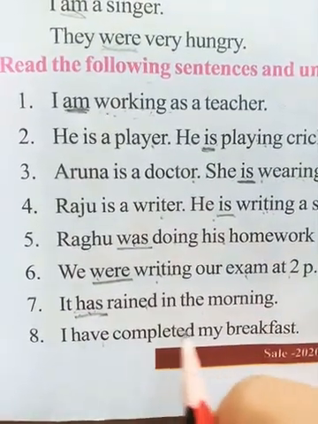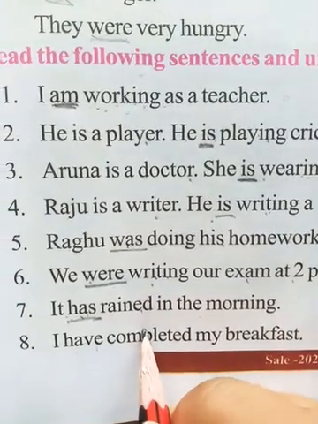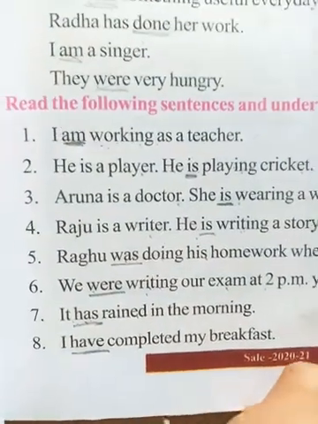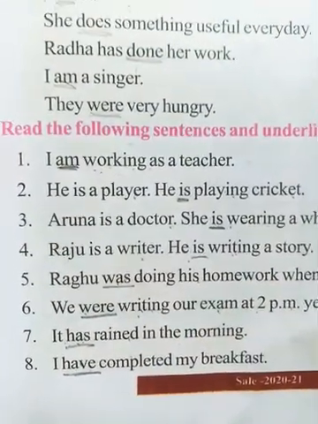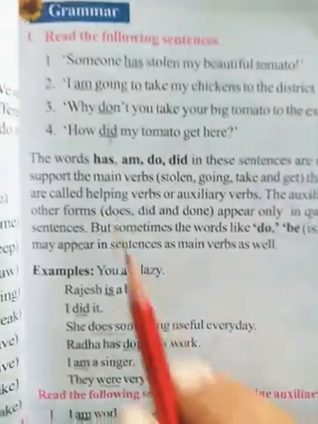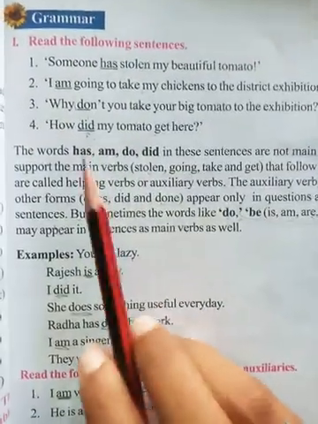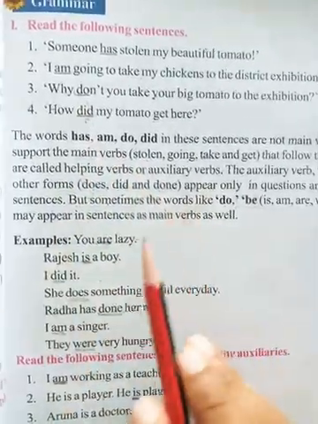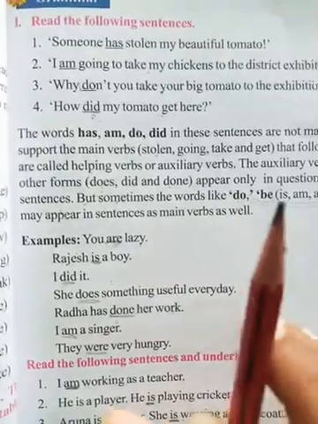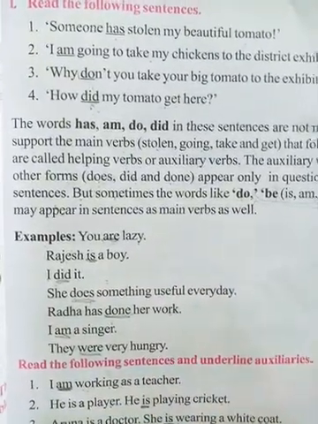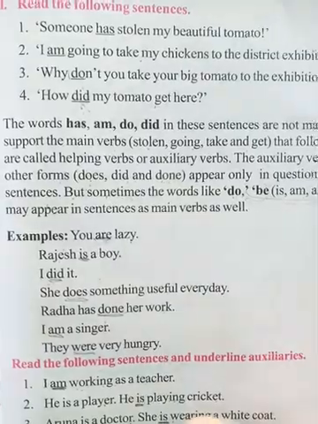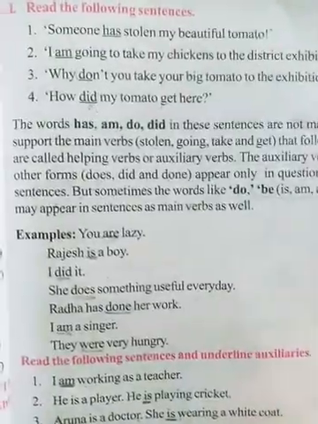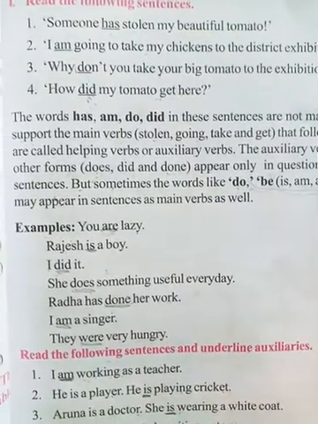Next, I have completed my breakfast. Completed is main verb, and the verb which is helping main verb is have. So have is auxiliary verb. Got my point? I hope. So here the words which help the main verbs, which support the main verbs, are helping verbs or auxiliary verbs. Okay, what are auxiliary verbs? The verbs which help the main verbs or support the main verbs are called helping verbs or auxiliary verbs. Okay?